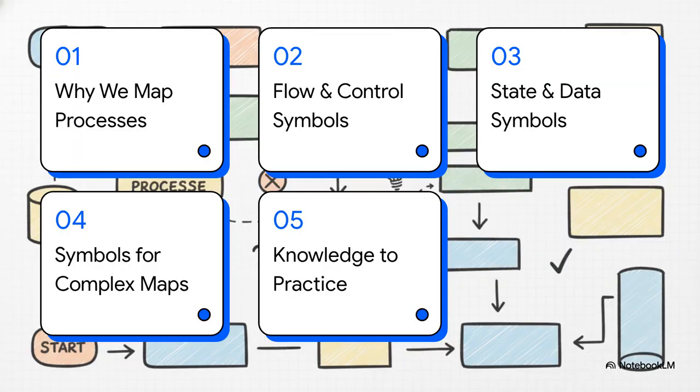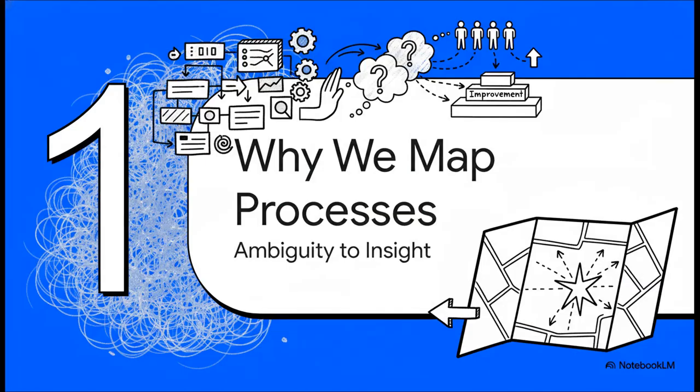Okay, let's dive right in. We've broken this whole topic down into 5 clear, logical parts. First, we'll cover the why, the real strategic reason we even bother with mapping. Then we'll get into the nitty-gritty, the core symbols for flow and data. After that, we'll look at some advanced tools for those really complex maps. And finally, we'll put it all into practice.